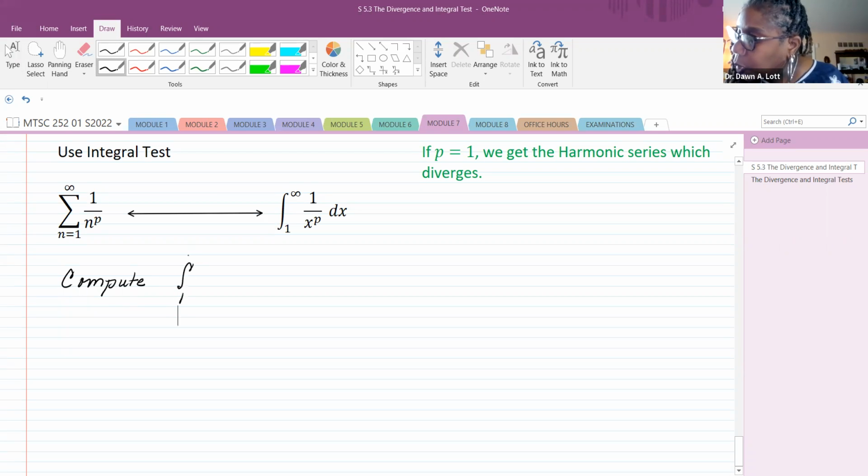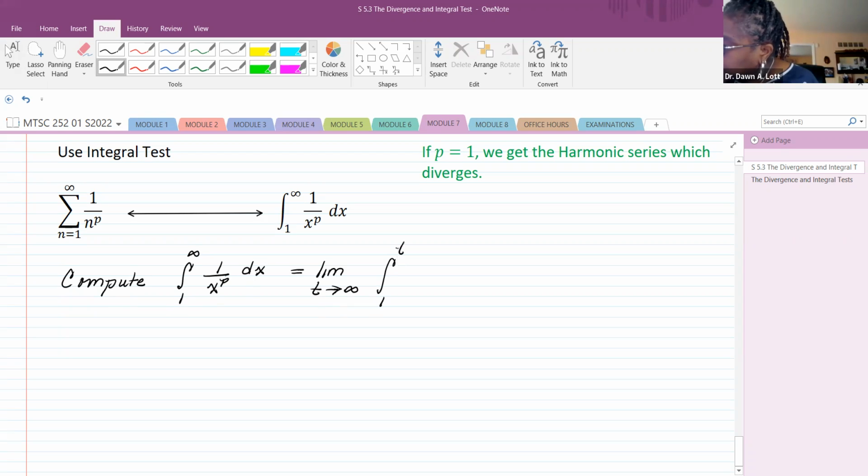The integral from 1 to infinity of 1 over x to the p dx. All right, so I'm going to rewrite that as the limit as t approaches infinity of the integral from 1 to t, and I'm going to move my x to the p to the numerator and make it x to the negative p dx, because it's easier to integrate that way.